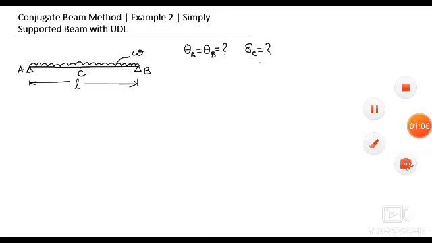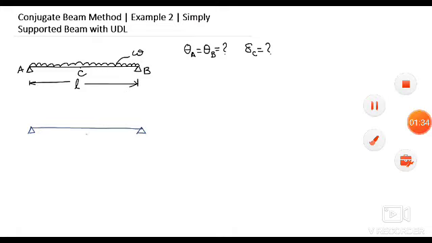Now according to the theory, first we have to draw the conjugate beam of this real beam. As you know that the hinge support for the real beam also remains the same as hinge support in the conjugate beam. So the conjugate beam of a simply supported beam will obviously be also the same simply supported beam.